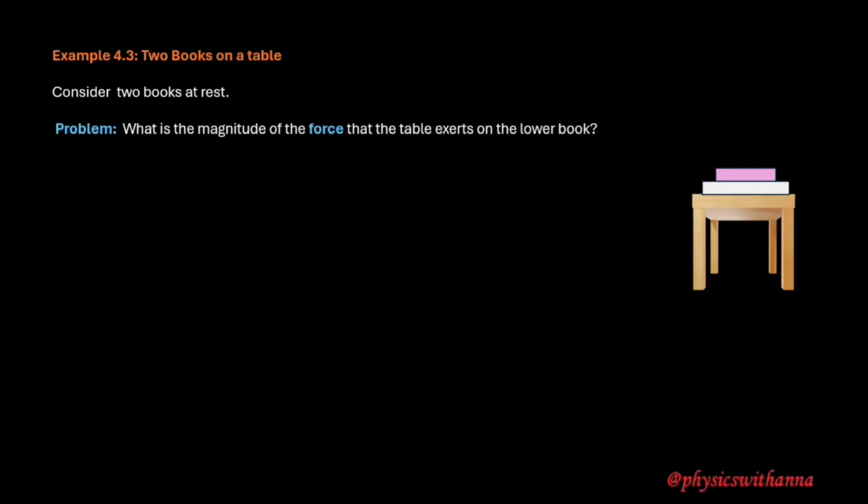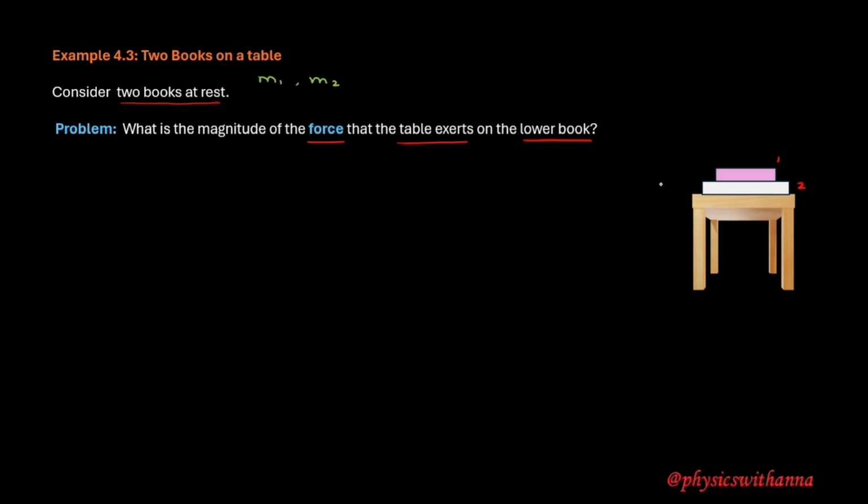Example 4.3. Two books on a table. Consider two books at rest. What is the magnitude of the force that the table exerts on the lower book? So here you have two books. I will label them as book 1 and 2 and let their masses be M1 for book 1 and M2 for book 2. We need to find the magnitude of force that the table exerts on the lower book.